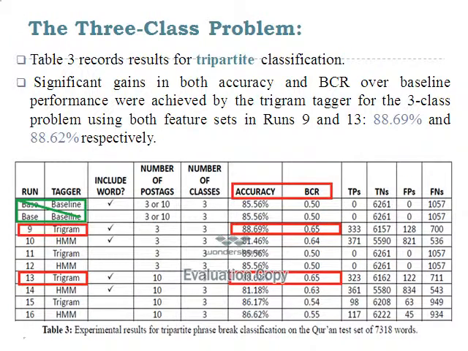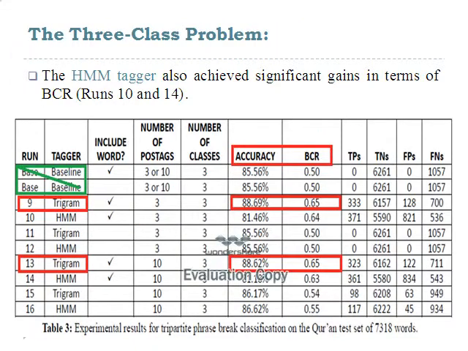The 3-class problem. Table 3 records results for tripartite classification. Significant gains in both accuracy and PCR over baseline performance were achieved by the trigram tagger for the 3-class problem using both feature sets in runs 9 and 13: 88.69% and 88.62% respectively. The HMM tagger also achieved significant gains in terms of PCR in runs 10 and 14.